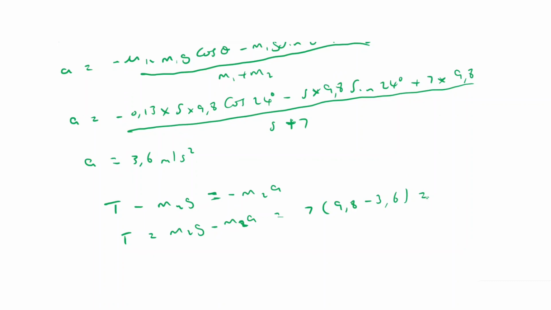If you don't, you have to check what mistakes you did. Right, it just depends. You should get the same. I didn't check, I won't check, but you should get the same. Then basically our tension force is 43.4 Newton.